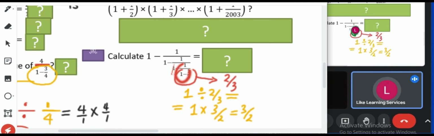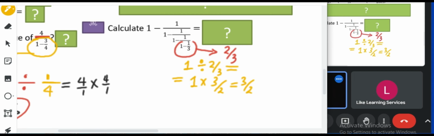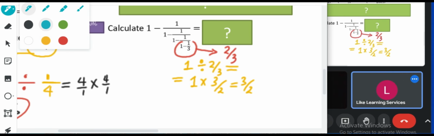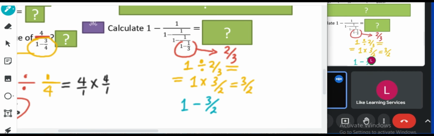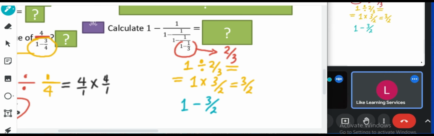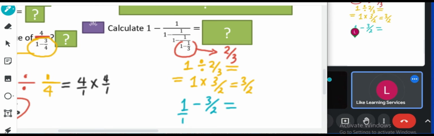What is 1 minus 3 over 2? 1 minus 3 over 2. Let me write it in blue. 1 minus 3 over 2. It's definitely going to give us something negative. So, I put this over 1. Yeah, this one will be over 1. Minus 3 over 2. What does it give?